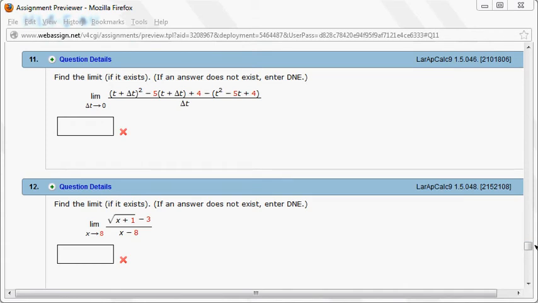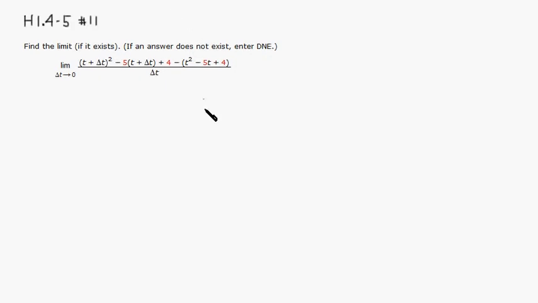Alright, let's look at homework 1.4, 1.5, number 11. We want to evaluate this limit. As usual, we're going to plug in and see what happens. Delta t is going to 0, so we're going to plug in 0 for delta t.